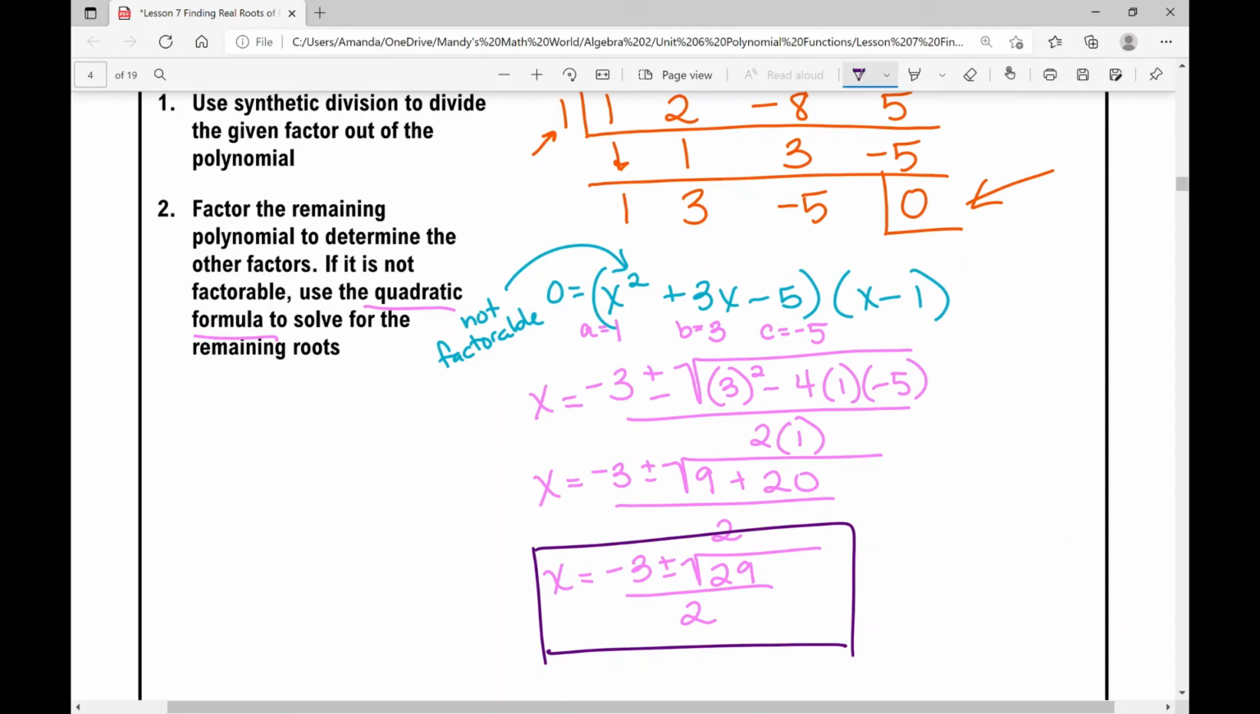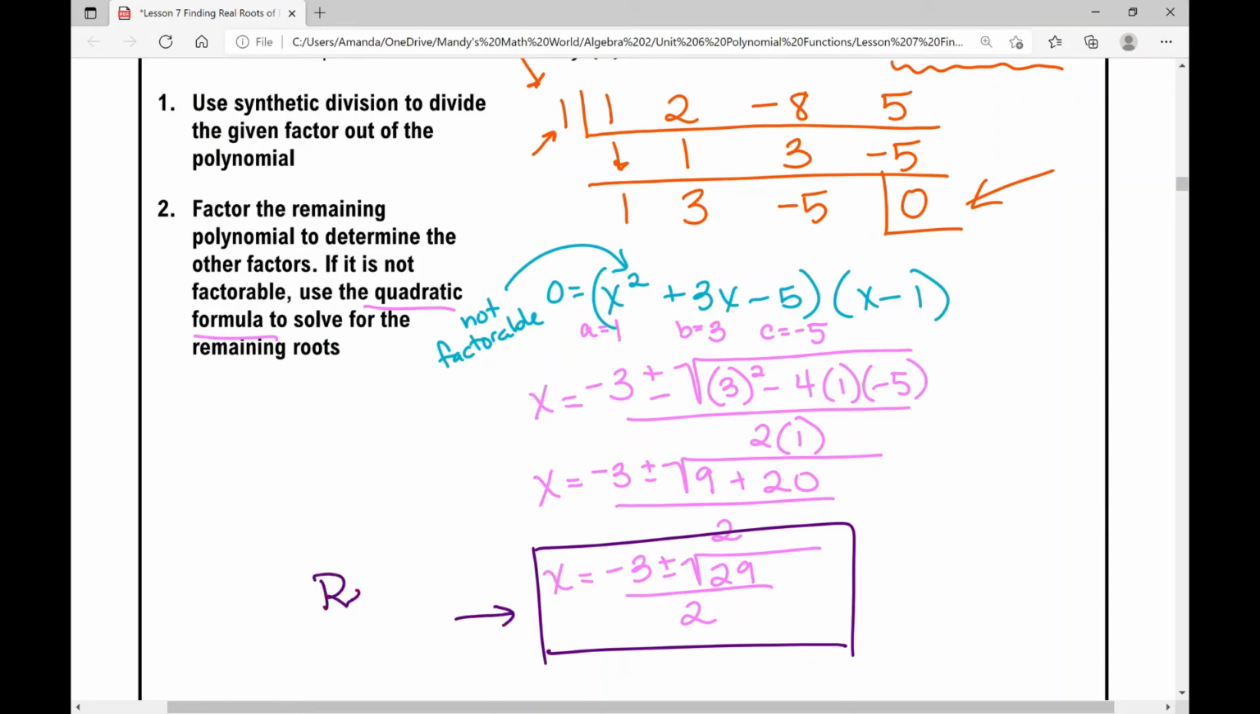Okay, and I've got 2 remaining roots: -3 plus the square root of 29 divided by 2, and -3 minus the square root of 29 divided by 2. So these are the remaining zeros. And you can leave it just like that.